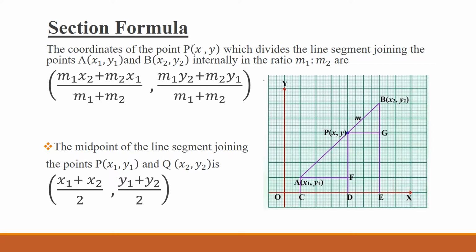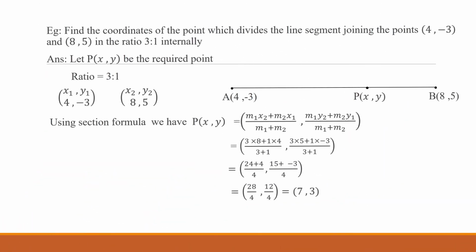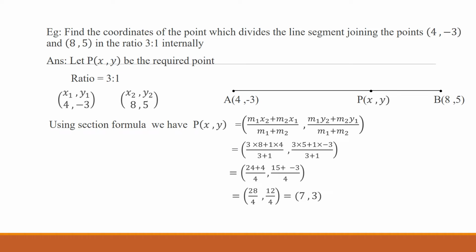If the point P is the midpoint of the line segment joining the points P (x1, y1) and Q (x2, y2), we can say the x coordinate of the point will be (x1 plus x2) by 2 and the y coordinate will be (y1 plus y2) by 2. Let us see some examples.